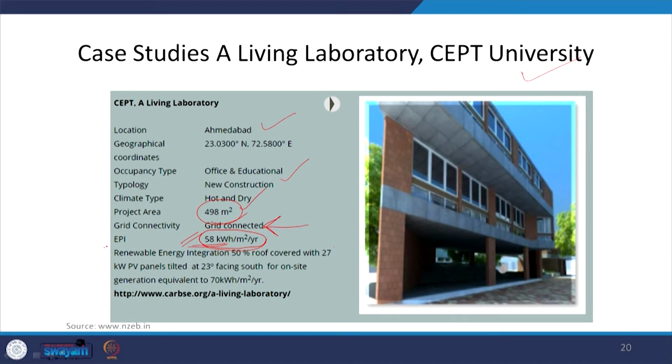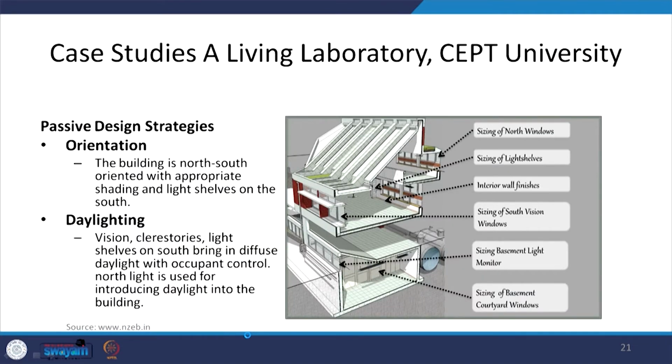And after reducing the EPI, the energy demand, they have generated the renewable energy with 50% of the roof covered with solar photovoltaics. And the generation is equivalent to 70 kilowatt hour per meter square per year, effectively compensating for all the energy demand in this building. So, the first step was passive design strategies. They talked about the orientation of the building, which we have seen as north south being the most appropriate and the best orientation.